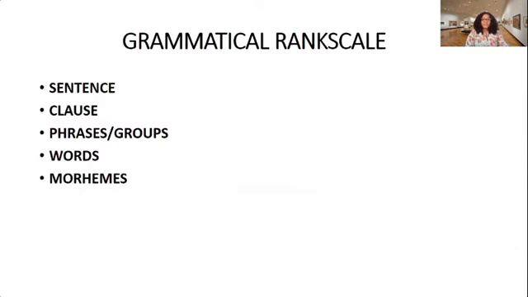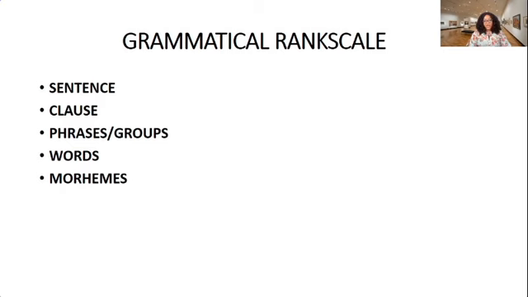But before we go into the English sentence, it's important that you understand the relationship grammatical units have with one another in the English language. We have what we call the grammatical rank scale, made up of about 5 units. We have the sentence, you can see it on your screen, the clause, the phrases, or otherwise called groups. We have words, and then we have morphemes.